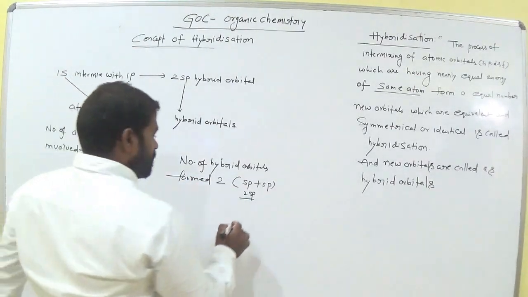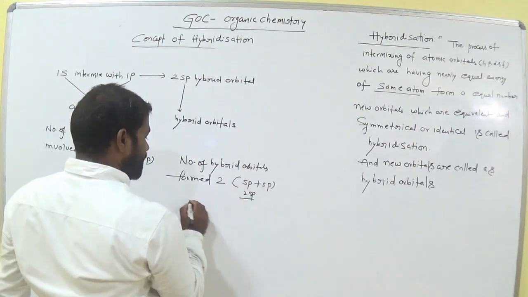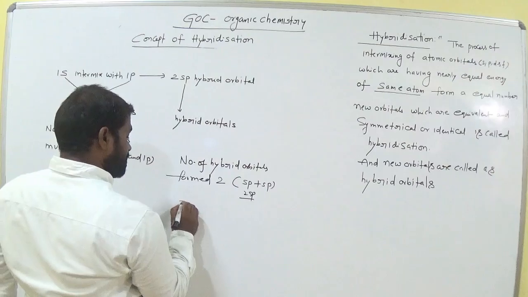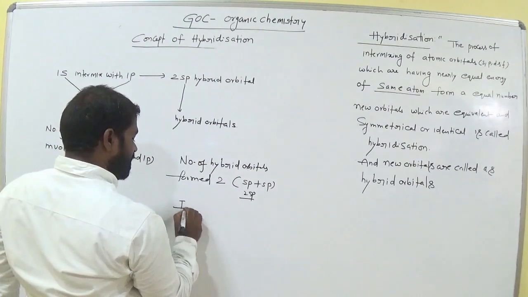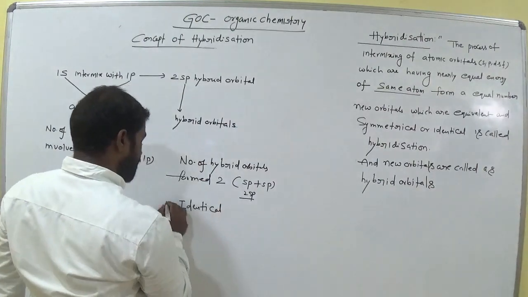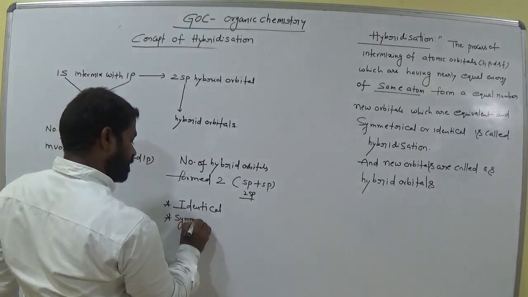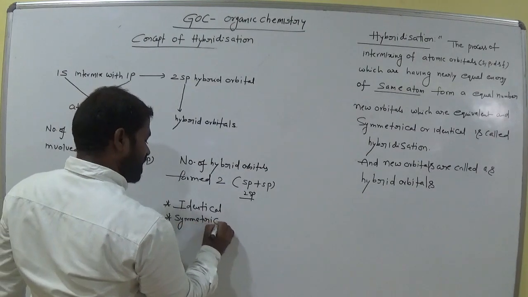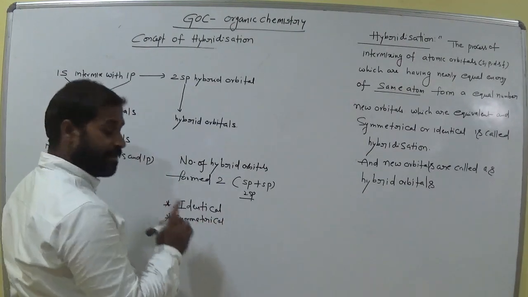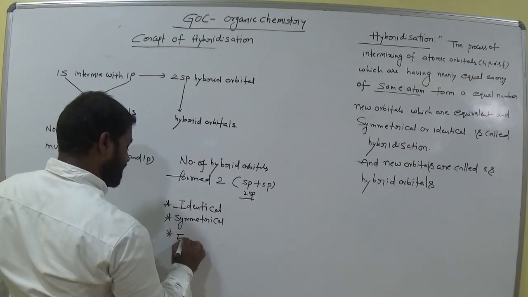Now these two sp hybrid orbitals are identical, that means the same, and symmetrical. The shape is also the same: symmetrical shape and equal energies.